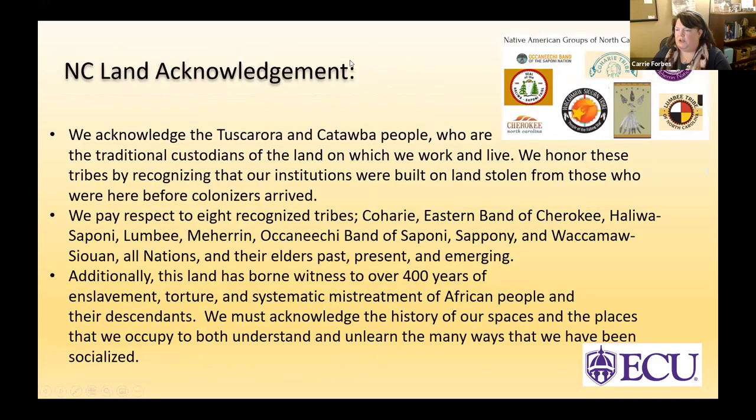We want to begin with a land acknowledgement. We acknowledge the Tuscarora and Catawba people who are the traditional custodians of the land on which we work and live. We honor these tribes by recognizing that our institutions were built on land stolen from those who were here before colonizers arrived. We pay respect to 8 recognized tribes: Coharie, Eastern Band of Cherokee, Haliwa-Saponi, Lumbee, Meherrin, Occaneechi Band of the Saponi, and Waccamaw Siouan, all nations and their elders past, present, and emerging. Additionally, this land has borne witness to over 400 years of enslavement, torture, and systematic mistreatment of African people and their descendants. We must acknowledge the history of our spaces and the places that we occupy, both to understand and unlearn the many ways that we have been socialized.